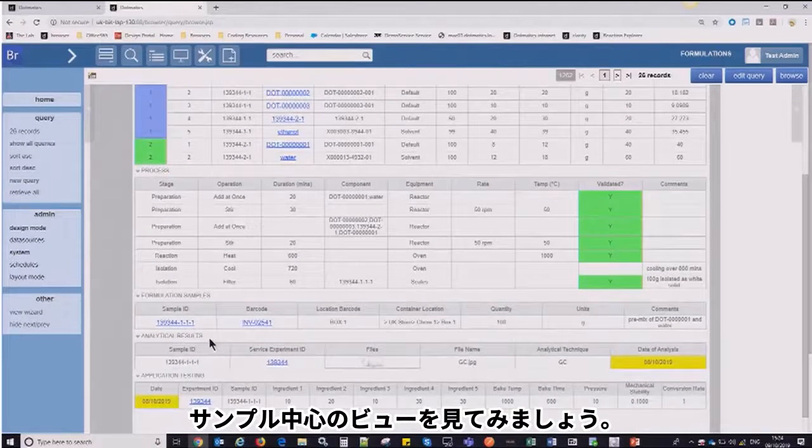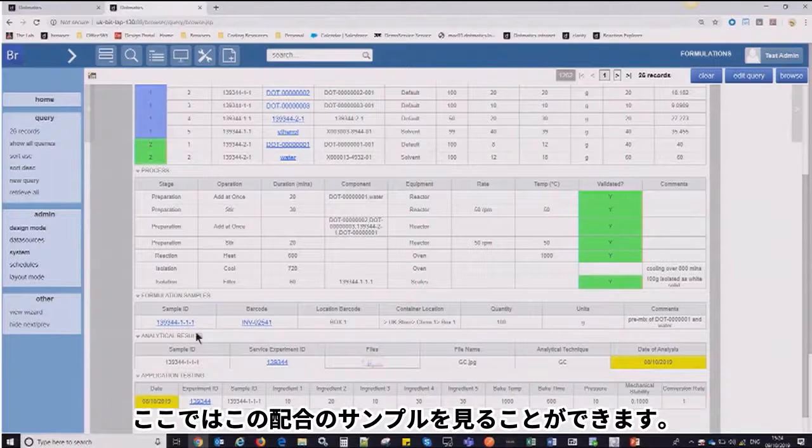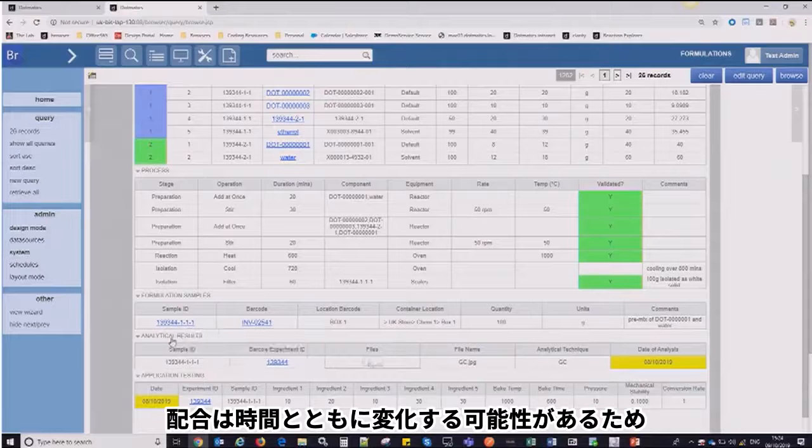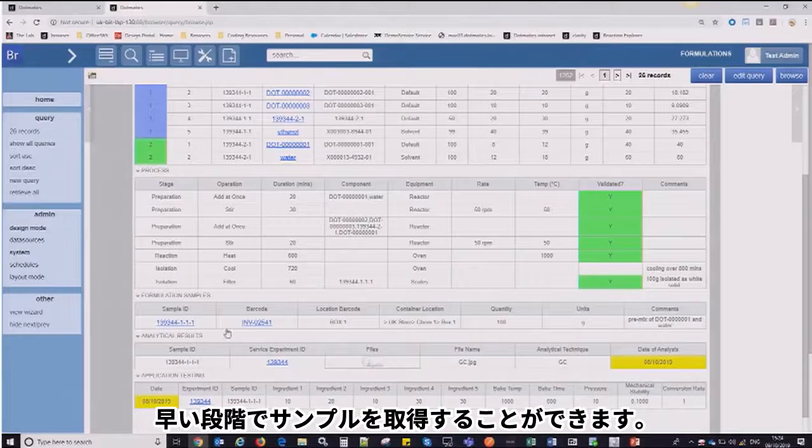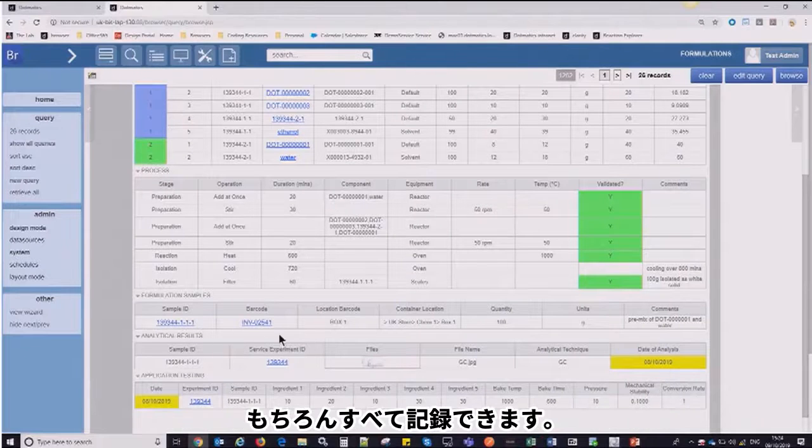Moving on to the sample-centric view here, I can see what samples I've got of that formulation. The formulation may evolve over time, so you might have a sample taken earlier in the evolutionary stage of that formulation, and these can all be captured here as well.